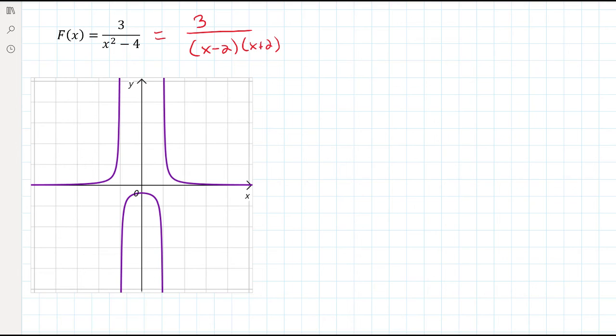All right, let's come over here and do a quick analysis. Our domain will be all reals except what? Yeah, positive, negative 2. Will we have any holes? No.